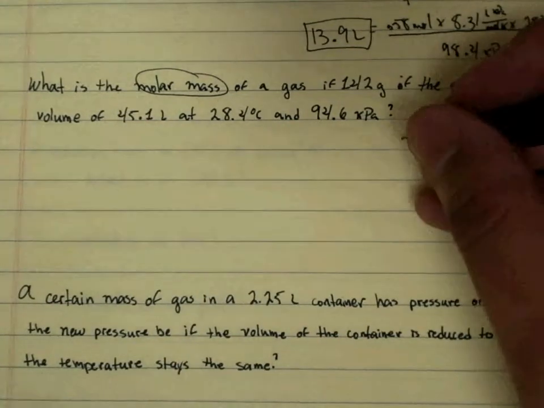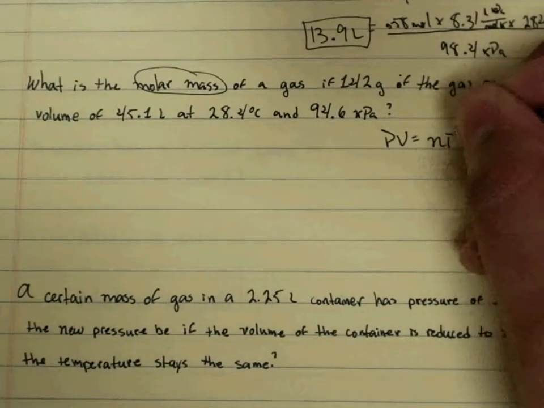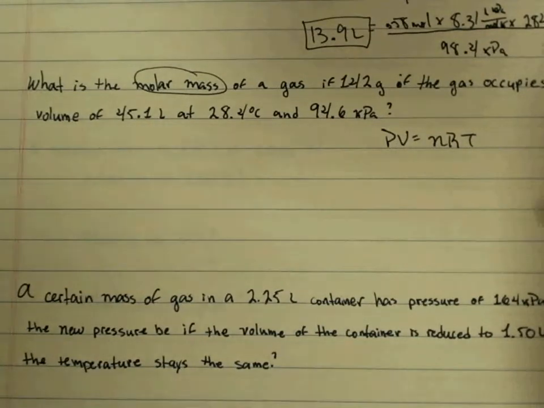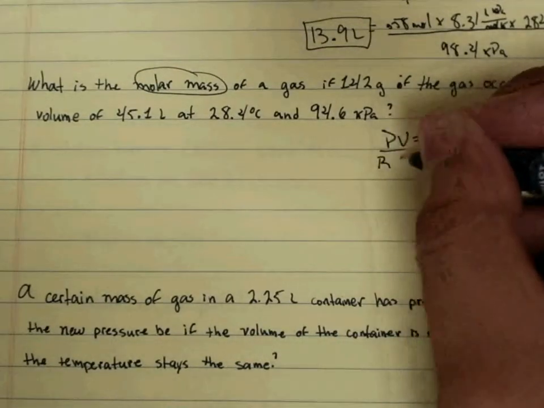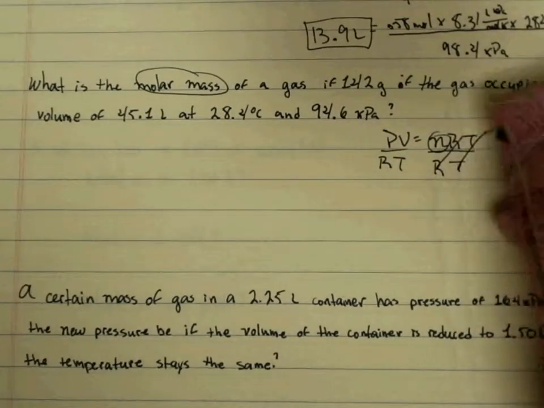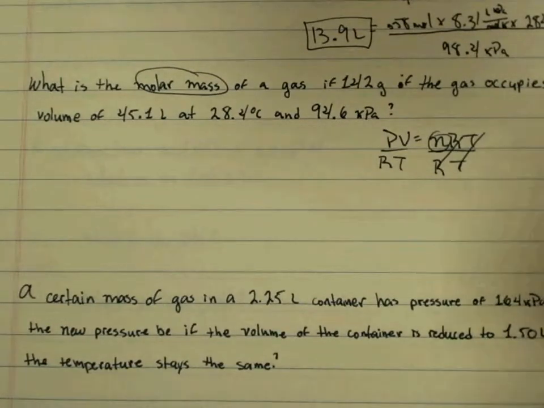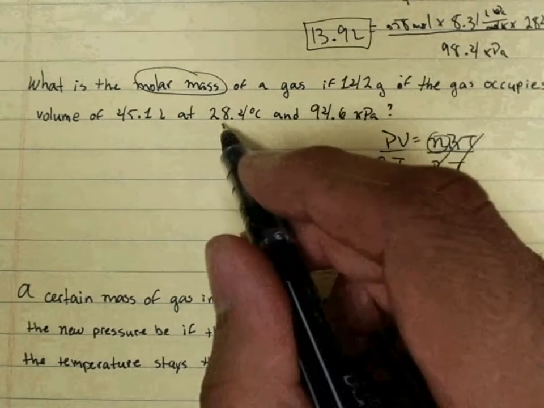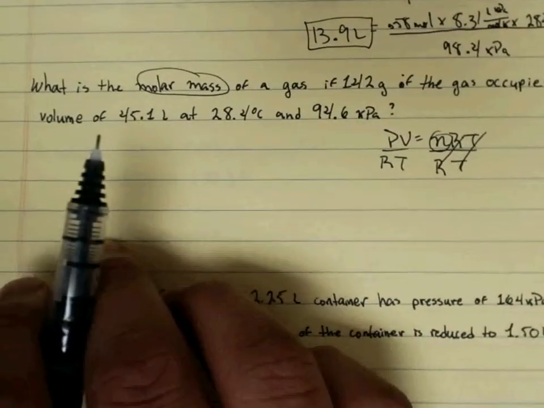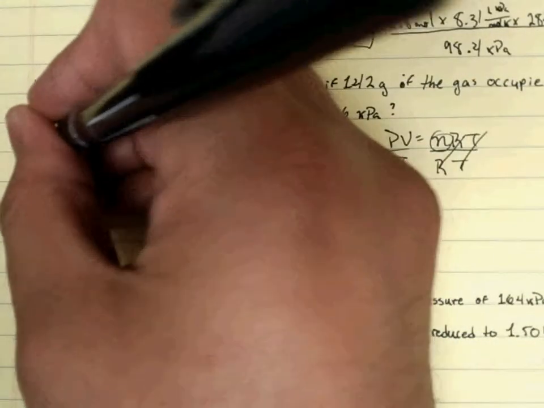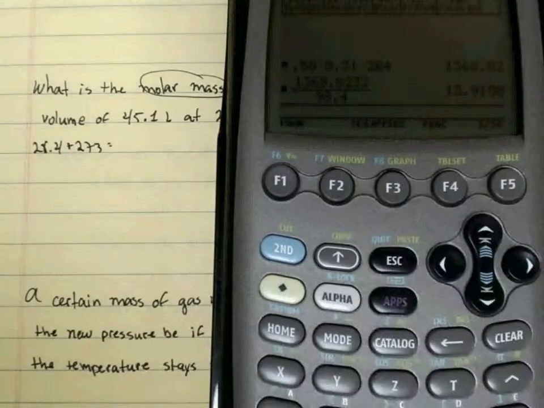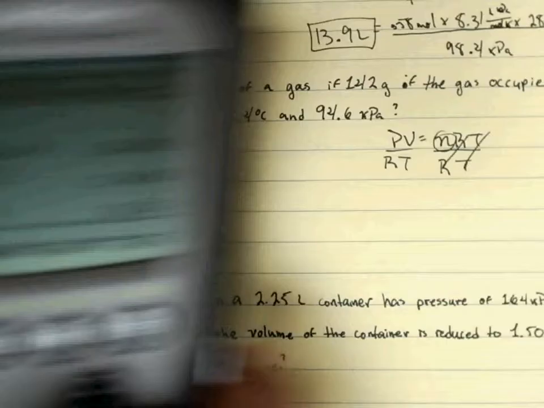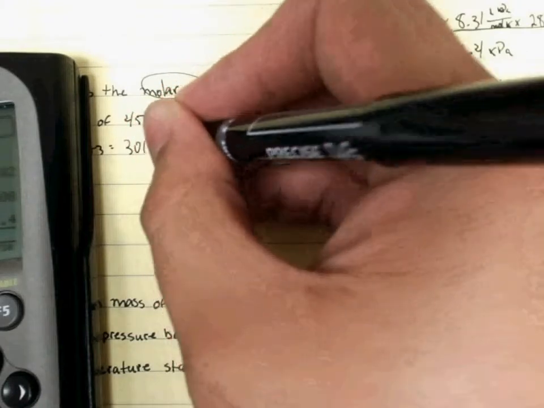When I look for the molar mass, I'm still going to use the same equation, PV equals nRT. So I'm going to find moles alone. So I just need to plug things in, remembering to change my 28.4 into Kelvin. So I have 28.4 plus 273. And I don't trust myself today. So that's 301.4.